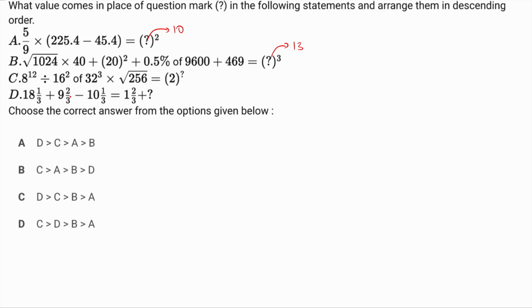Okay, next one is the C1. The C1 says 8 raised to 12. Well, 8 raised to 12 is 2 raised to 3 the whole raised to 12 divided by 16 square. 16 is 2 raised to 4 the whole square of 32 cube.